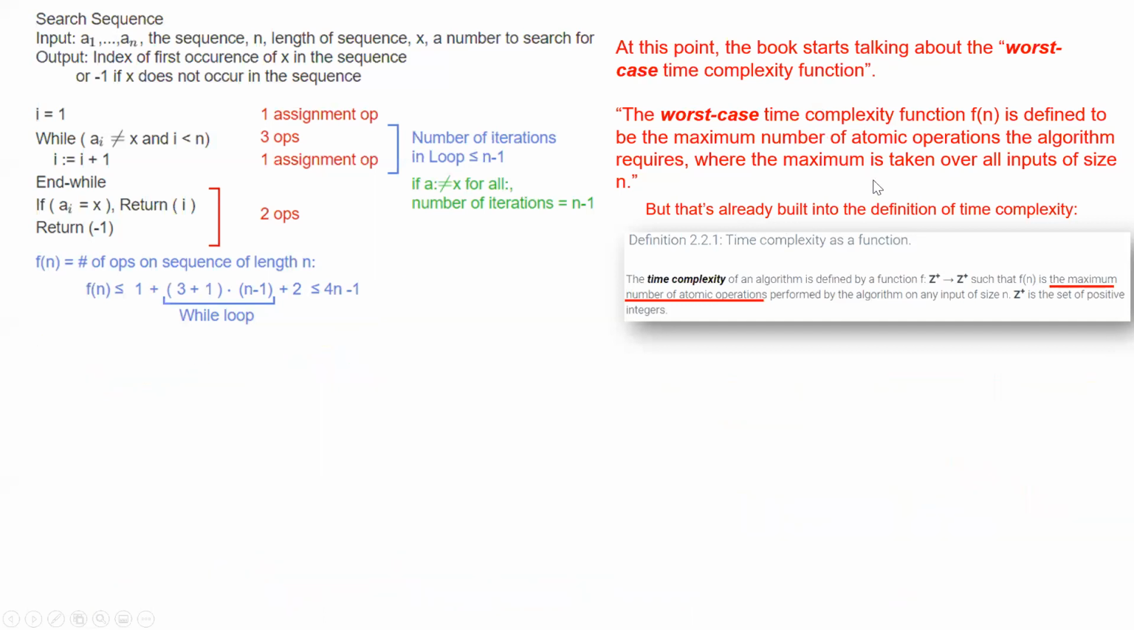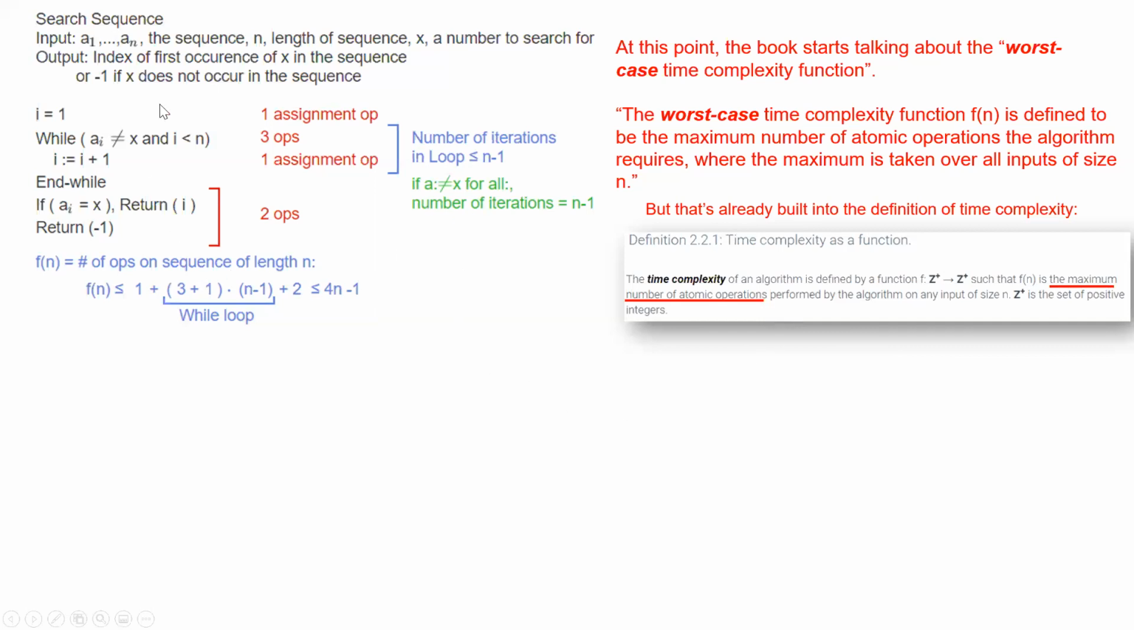But here's the deal, and it kind of bugs me. I think the author's off his rocker. Now, either that or I'm totally going crazy. But when he's talking about the worst case complexity function, he says the worst case time complexity function is defined to be the maximum number of atomic operations that the algorithm requires, where the maximum is taken over all possible inputs of size n. Well, that's already built into the definition of time complexity. See, time complexity, the maximum number of atomic operations.